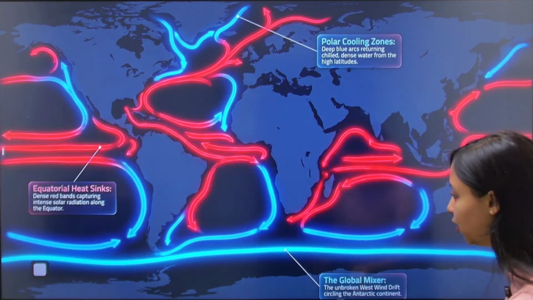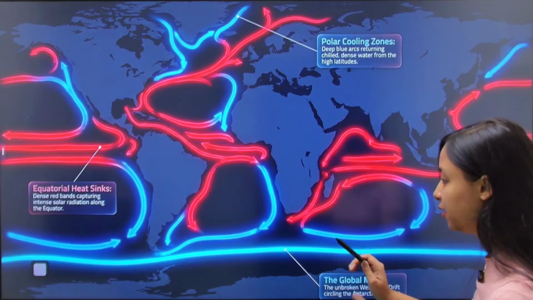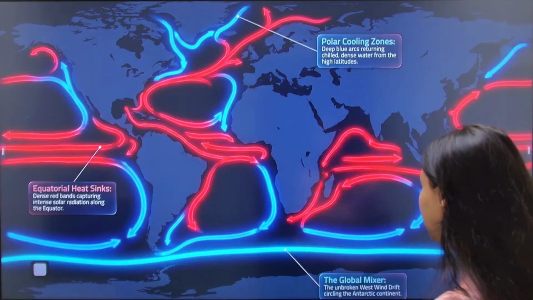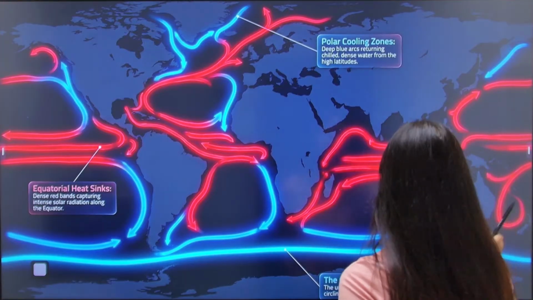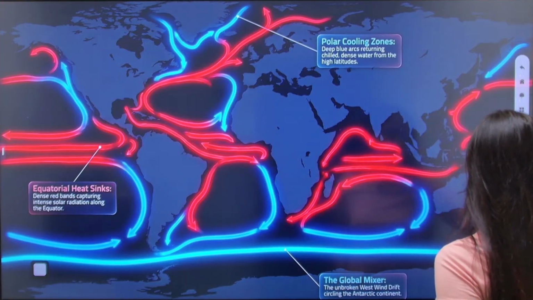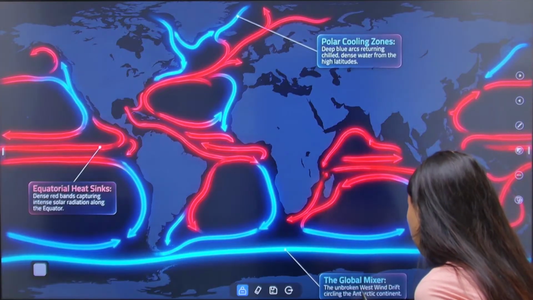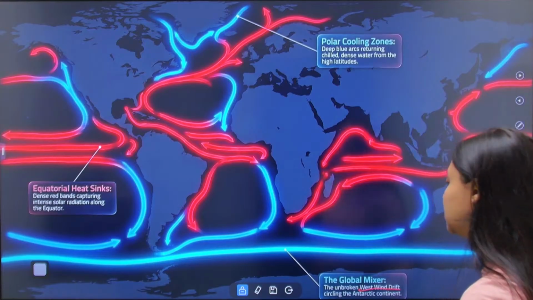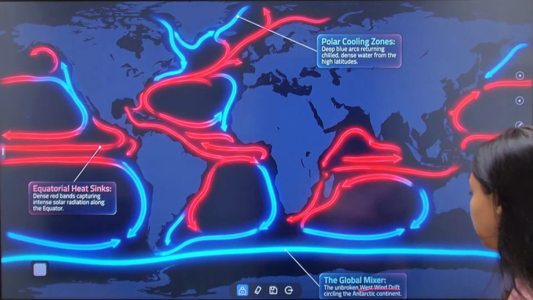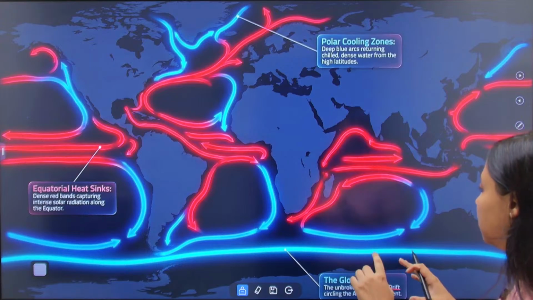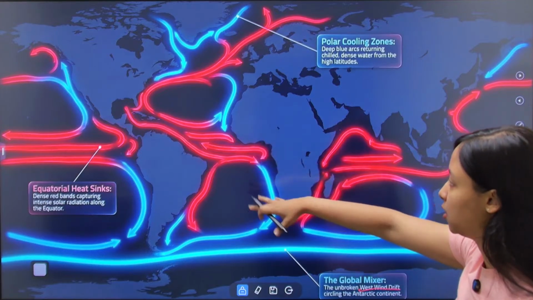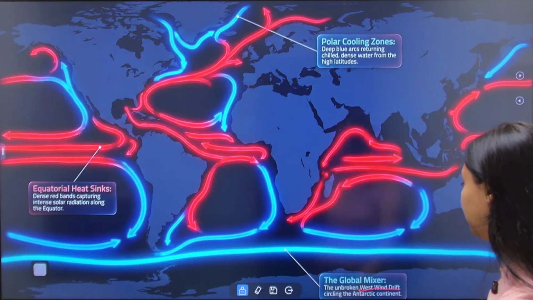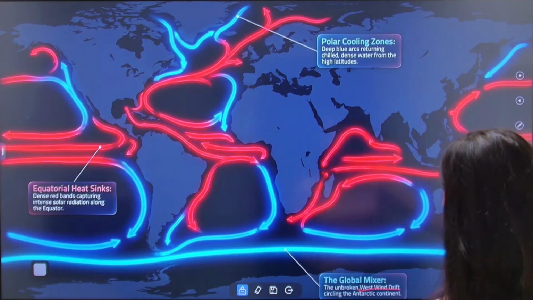And the third, you have to remember the global mixer. There is one current which is not broken. It is called unbroken. The name of this current is the west wind drift. This is the only current that basically circles the continent of Antarctica. And it is an unbroken current. All of the other currents are very short lived, and they break at some point, but the west wind drift is a continuous current.